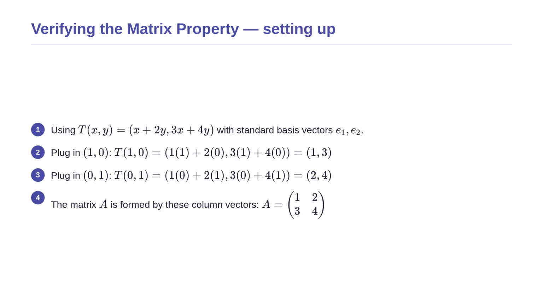Before we prove this matrix property, let us verify it using a previous numerical example. We want to find the standard matrix representation of T. We build the matrix A by plugging the standard basis vectors into our transformation one by one. The first basis vector maps to 1, 3, which becomes our first column. The second basis vector maps to 2, 4, which becomes our second column. This gives us a complete forward matrix A, setting us up for the next step.